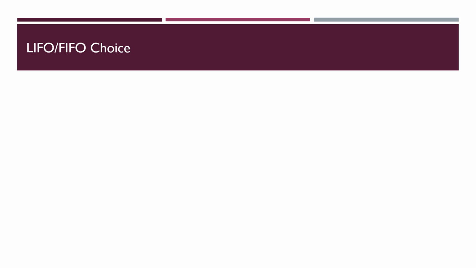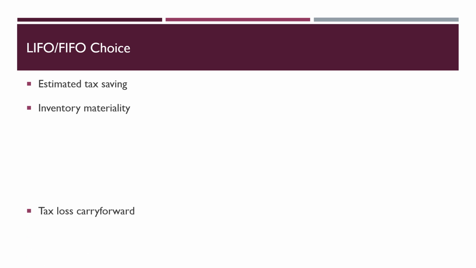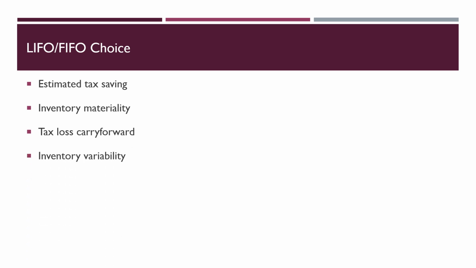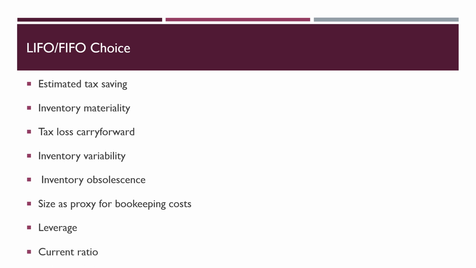Whether a company goes for LIFO or FIFO, there's a choice to be made. Therefore, they have to consider the estimated tax saving from either of these methods, the inventory materiality, tax losses carry forward, inventory variability, inventory obsolescence, size as a proxy for bookkeeping cost, leverage, and current ratio.